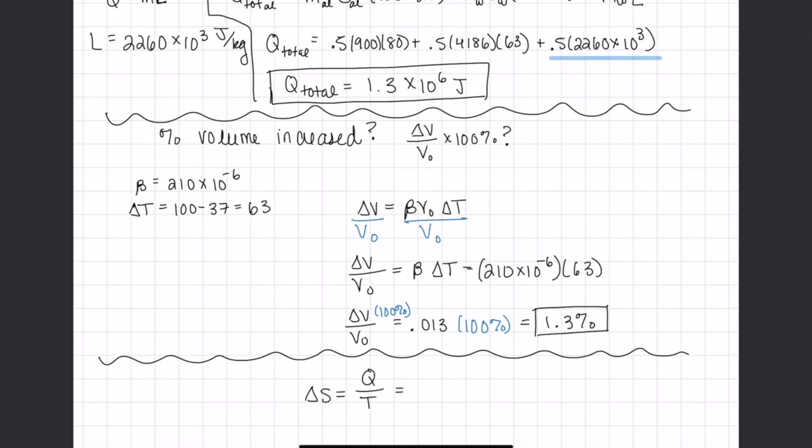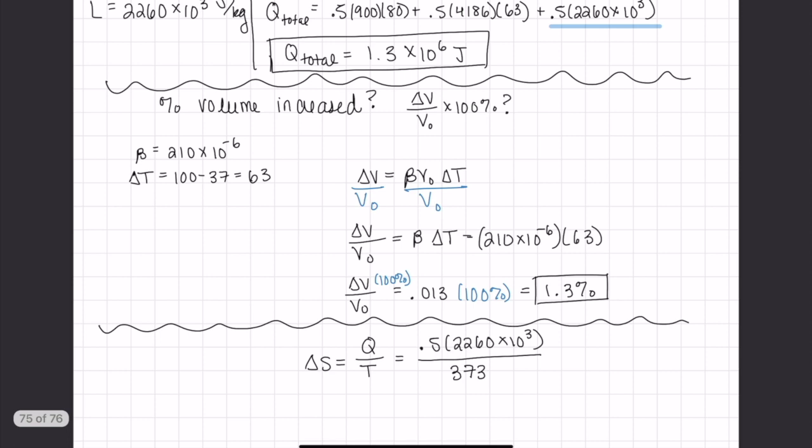So I'm going to plug that in: 0.5 times 2260 times 10 to the 3. And then the temperature that the phase change happens at is 100 degrees Celsius, which would be 373 degrees Kelvin. So we want to make sure that T is put back into Kelvin for entropy. And our entropy change is going to be 3029.